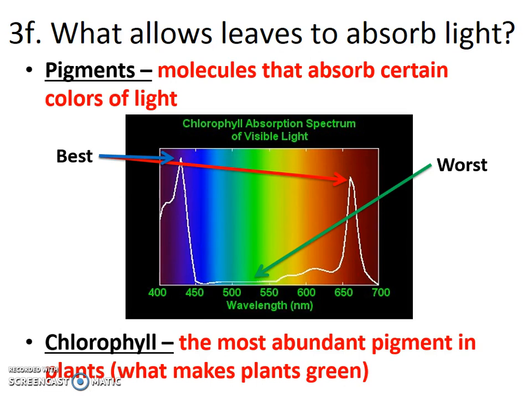Pigments allow plants to absorb light, and specifically the main photosynthetic pigment, chlorophyll, absorbs blue light and red light the best, and green light the worst.